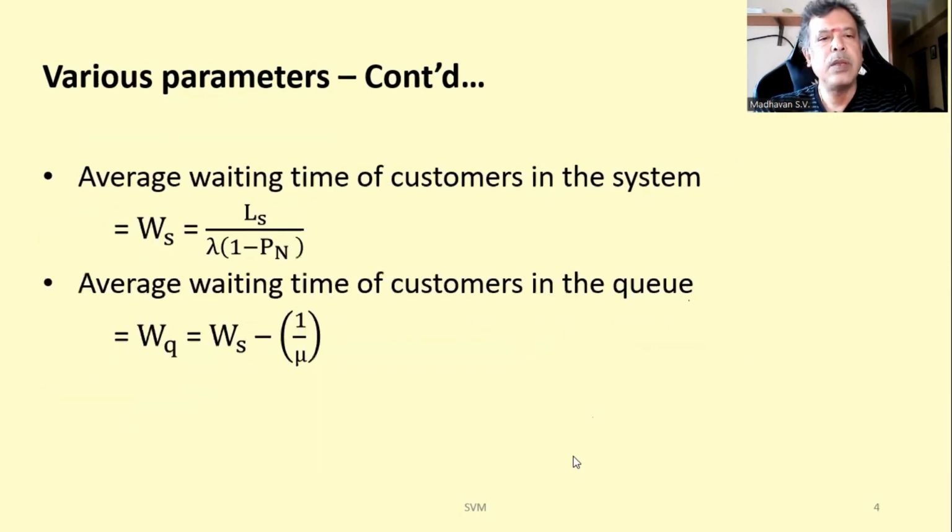The average waiting time of customers in the system can be found as W suffix S equal to L suffix S divided by lambda times (1 minus capital P suffix capital N). The average waiting time of customers in the queue can be found as W suffix Q equal to W suffix S minus 1 by mu. We will now understand how to apply all these parameters to solve a problem.